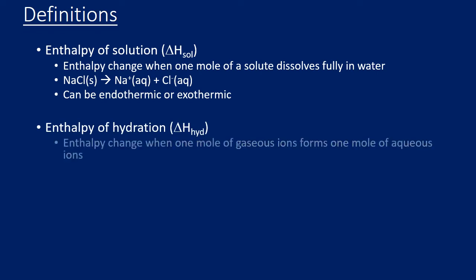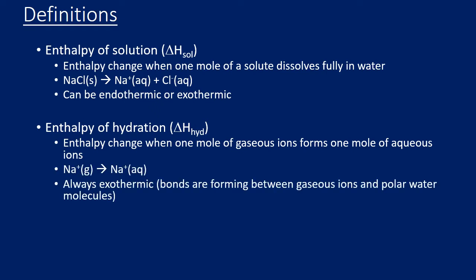Enthalpy of hydration then, that's when 1 mole of gaseous ions forms 1 mole of aqueous ions. And to show an equation, there we go, that's the hydration of sodium. So from sodium gaseous ions to sodium aqueous ions, and it's 1 mole. And this is always exothermic. That's because bonds are being formed between the gaseous ions and polar water molecules. So there's a bond forming between water and the gaseous ions, so it's always going to be exothermic.